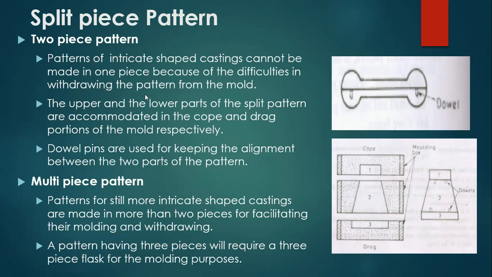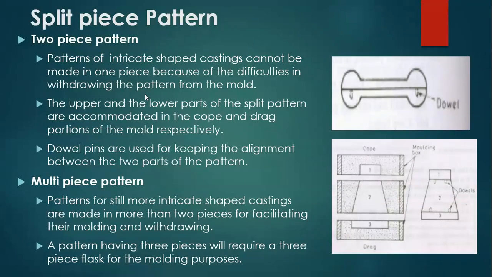Now next is the split piece pattern. As and when the complexity of the part to be produced by the casting process increases, we have to divide the pattern about a suitable surface or line. That's why I can divide the pattern into 2 pieces or 3 pieces.